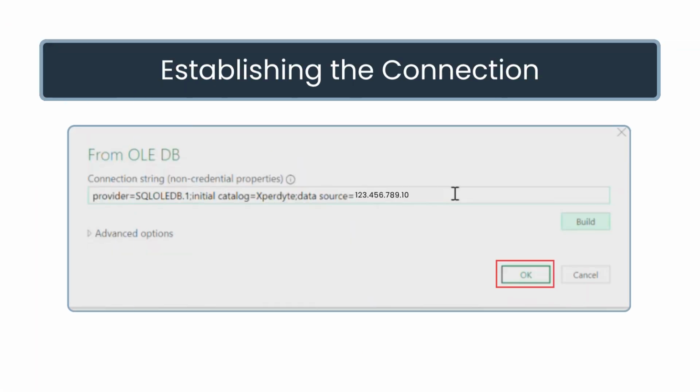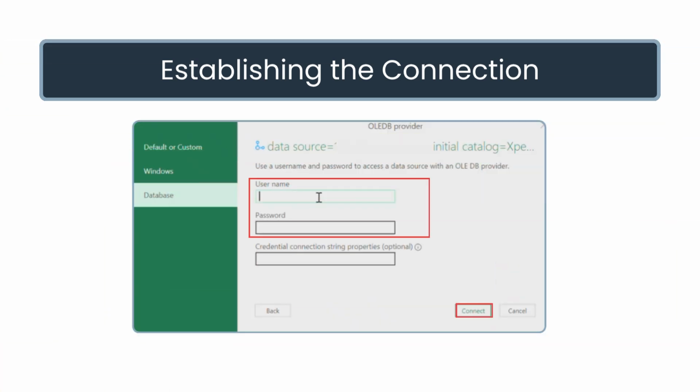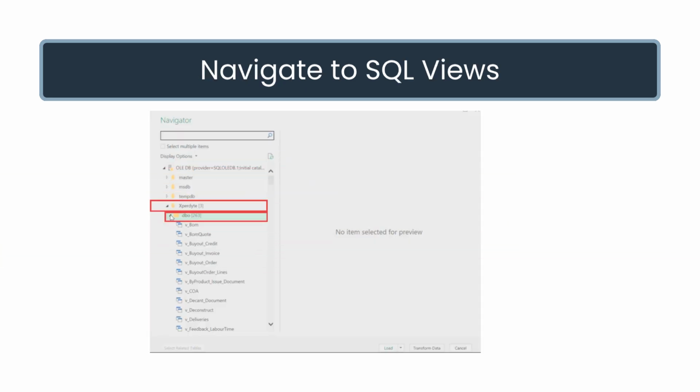The connection string will show up on the From OLEDB pop-up, select OK. Then enter the username and password again, and select Connect. Once connected, the navigator window appears. Drill down into the Xperdyte folder and then DBO. Here, you'll find your custom SQL views. To view a data preview, first select your target view, such as Job Costs, and then click Load.